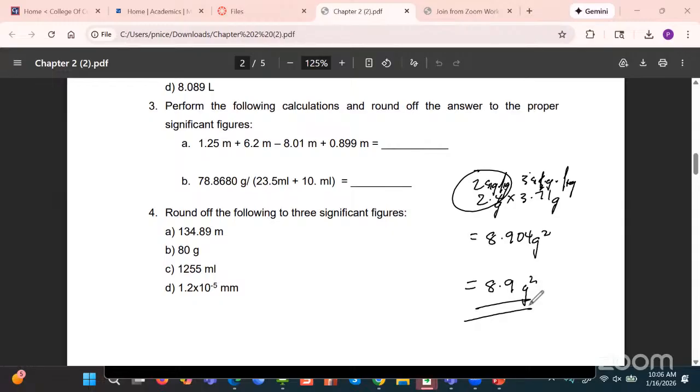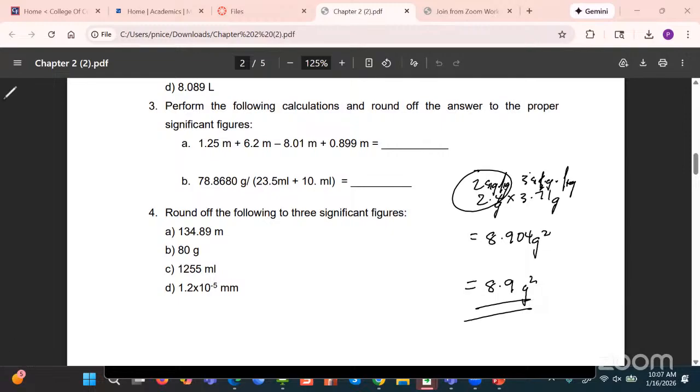And you would do the same thing if you were dividing. You round off according to the lowest number of significant digits involved in the calculation. So that's multiplication and division. The rules are a bit different when it comes to addition and subtraction.